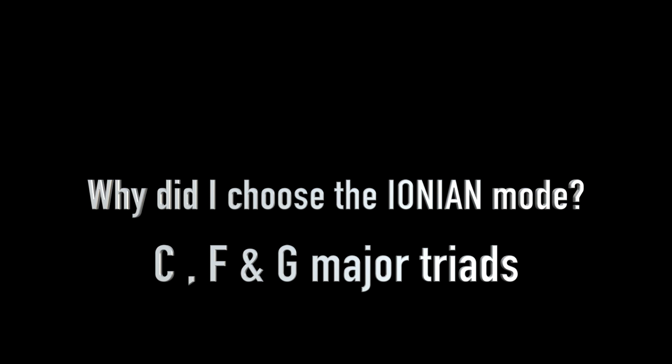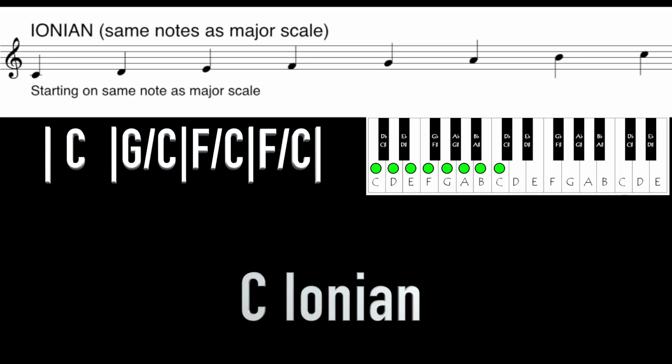I decided to choose this mode because I used primary chords from C major scale. They are C, F and G major triads. So I'm going to use any combination of all the notes from C Ionian mode only. And the chords are C major, G major over C and 2 bars of F major over C.